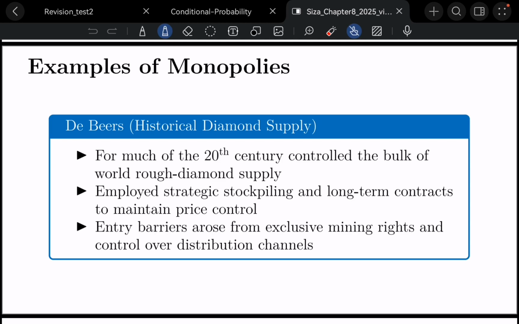So that's why we like to call it artificial, because they're using the fact that they hold back their quantities, as well as these exclusive contracts, in order to stop other firms from being big in the market or competing against them in a significant way. So these are the examples of monopolies that you can think about.